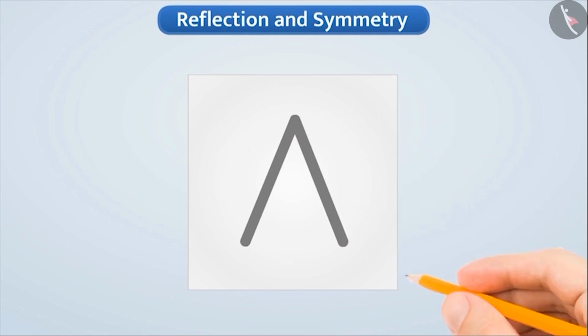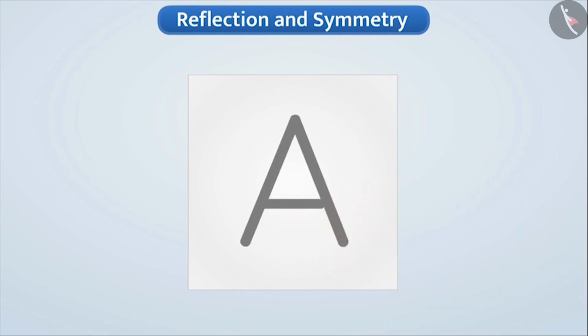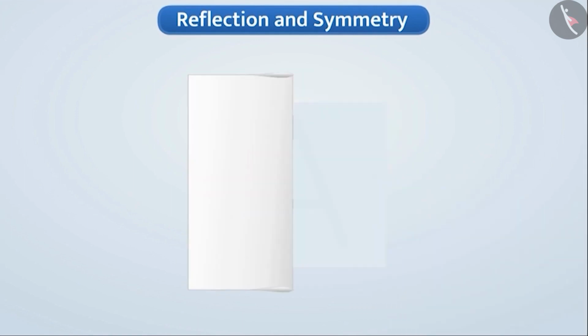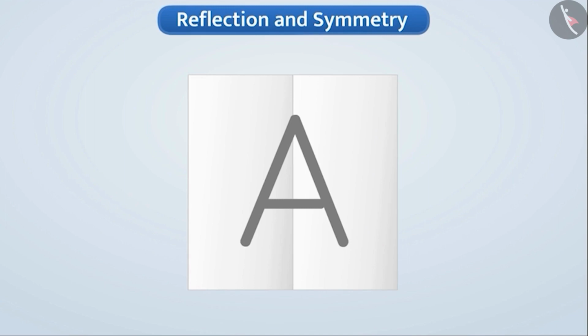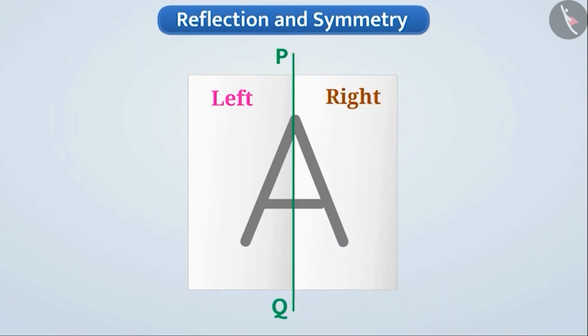Suppose we draw letter A on a piece of paper. If we fold this paper from the middle in this way, we will get two equal parts of A, left part and the right part. Let us give the name PQ to the line formed by folding the paper. If we look here, the left half of A and the right half of A are exactly identical to each other. What does this tell you?